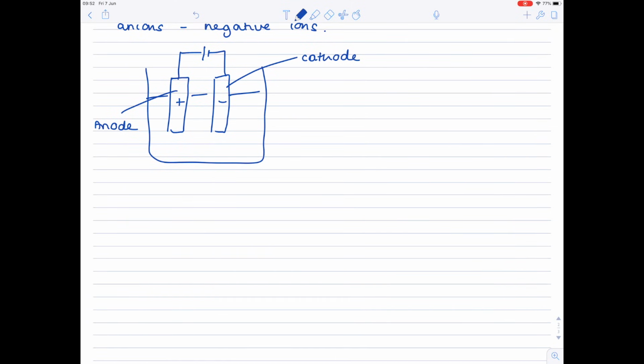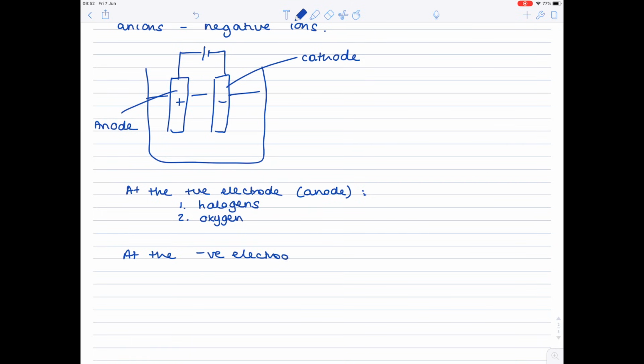So first of all, at the positive electrode, so the anode, this is the order in which the ions discharge. So halogens always win. So if a halogen is present, it will win. And after that, it's oxygen. At the negative electrode, so the cathode, the rule you need to remember here is that the least reactive element wins.